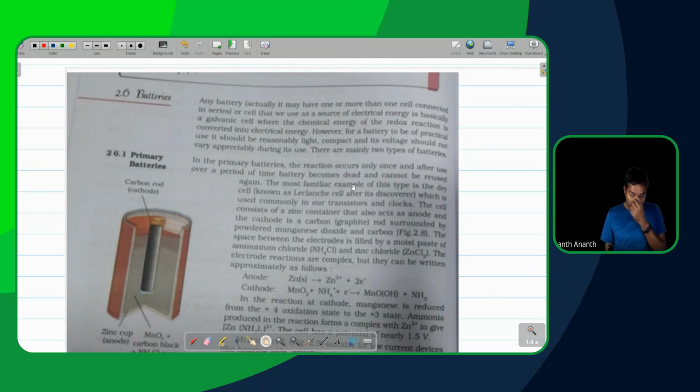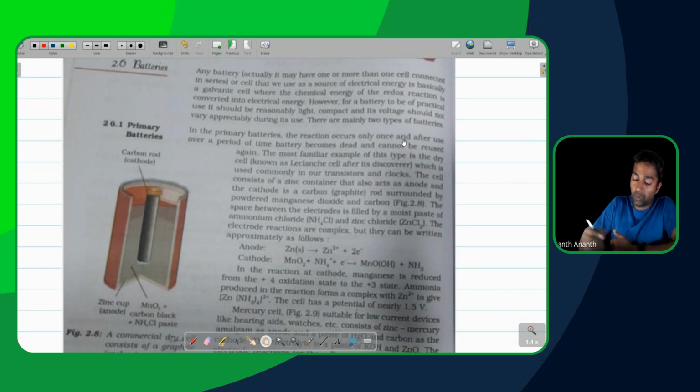Okay, so let's talk about primary battery and dry cell first over here. In the dry cell, the primary reaction occurs only once, and after use over a period of time, the battery becomes dead. This is what I was basically explaining. It is basically what is meant by a primary battery, and it cannot be reused again. Wonderful. Okay. So in this case here, they are mentioning a few points.